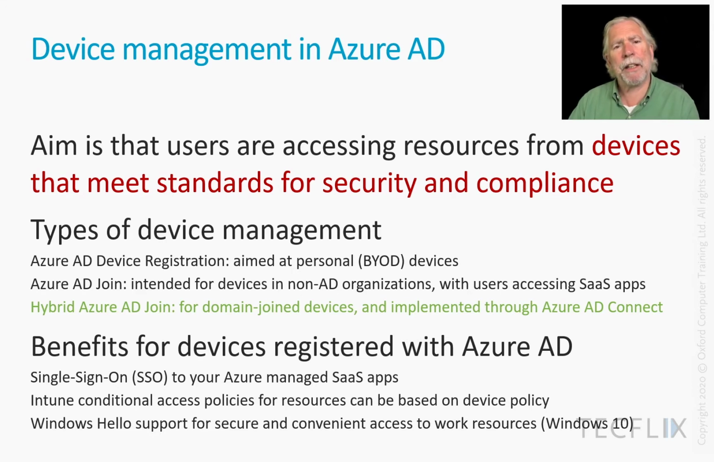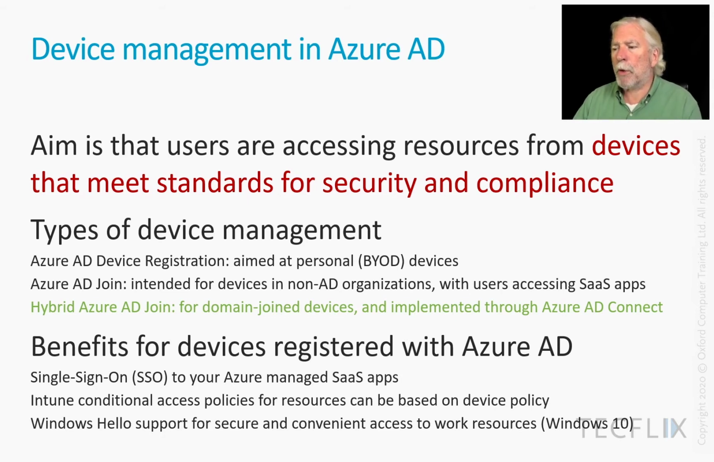But the third kind, the kind that we're really interested in here, is hybrid Azure AD Join. Now, this is aimed at domain joined computers. So we have computers that are domain joined, but we also have them registered with Azure AD. And as a result, because it's both, we call it hybrid. Okay, and that is implemented through Azure AD Connect, and that's why this is interesting.